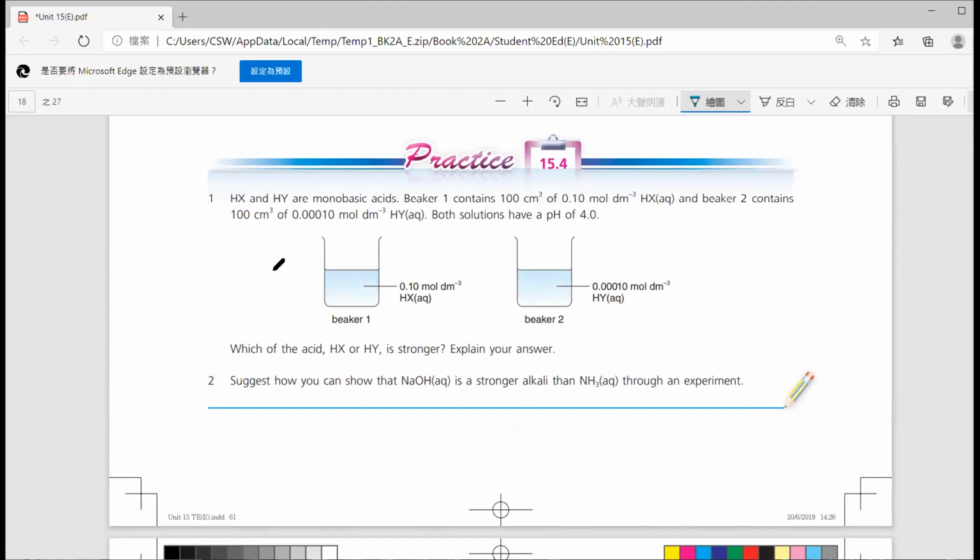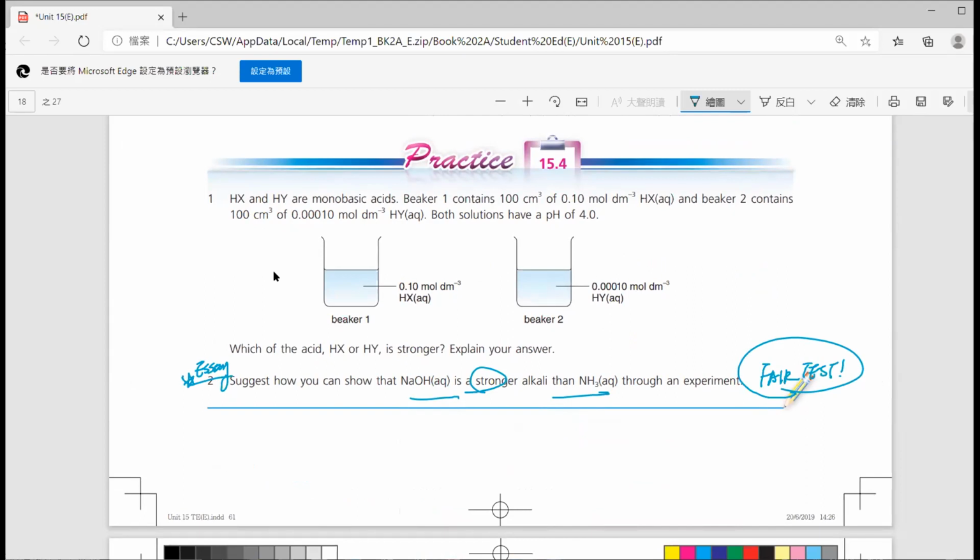Okay. So please go home and check and try to do these two questions, Question 1 and 2. Question 2 is an essay type question. So remember, fair test is the key to answering the question fully.